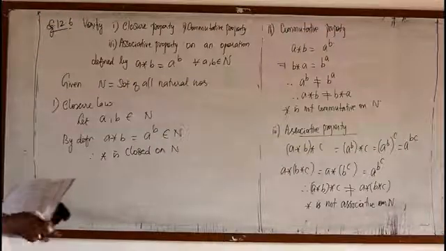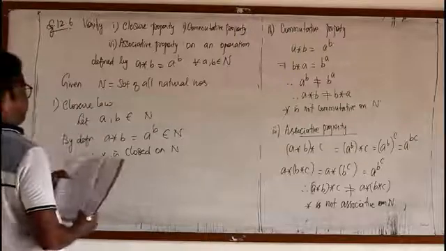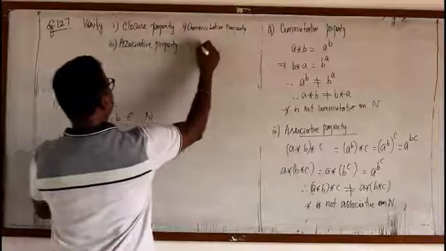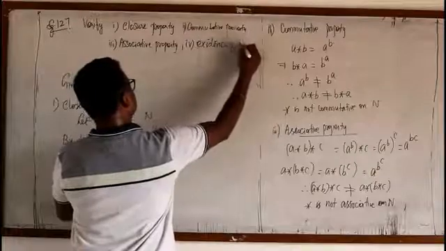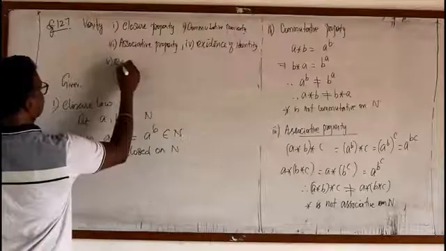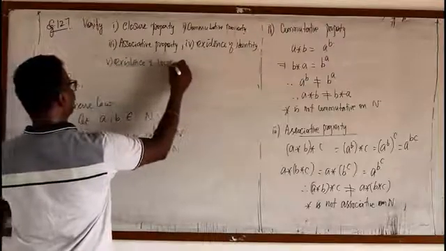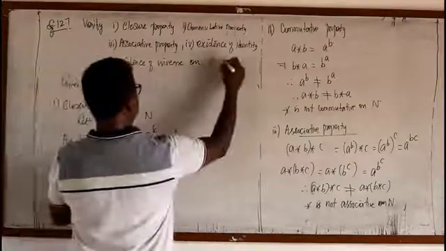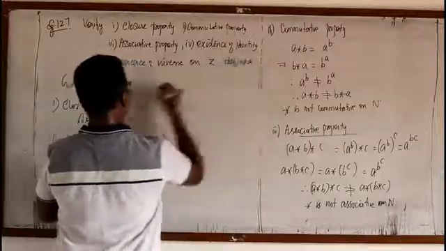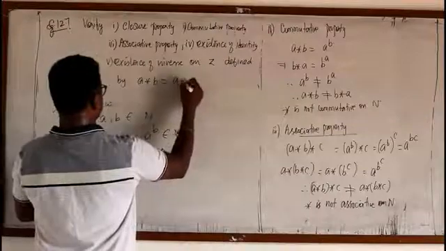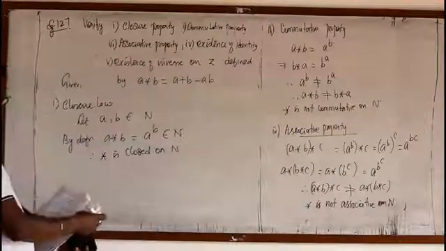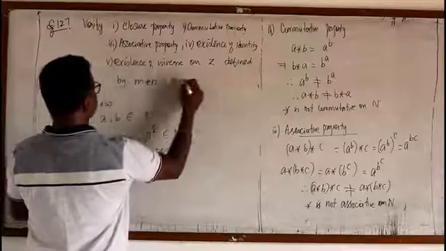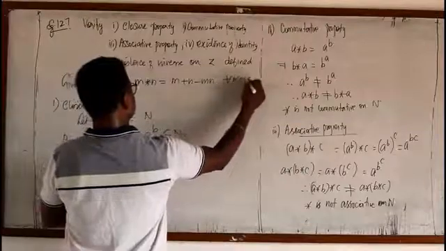Example 12.7. Important problem. Verify closure property, commutative property, associative property, fourth one, existence of an identity, and fifth one, existence of inverse on Z defined by M star N equal to M plus N minus MN, for every M, N belongs to Z.